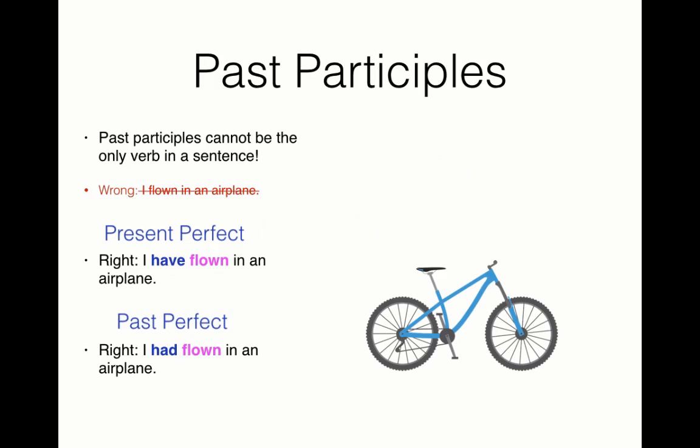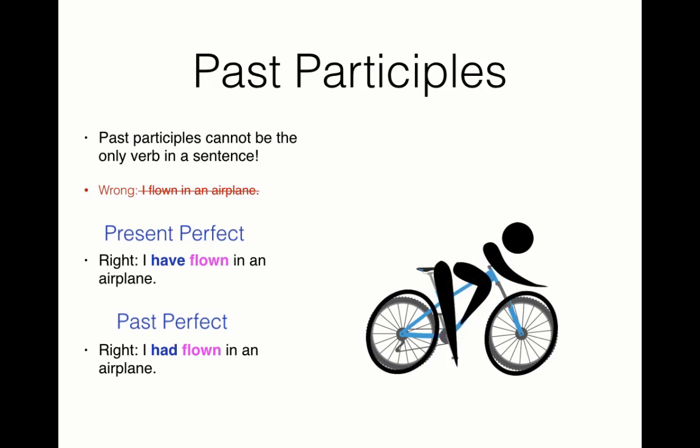So when we use past participles, we need a helping verb like have or had. If we try to use a past participle without a helping verb, it's kind of like a bike with no rider. It only works when there's someone to move it along.